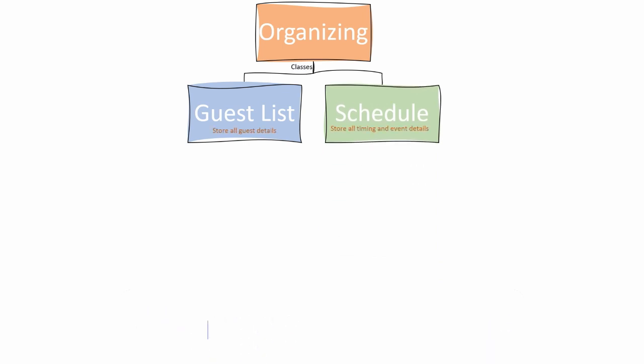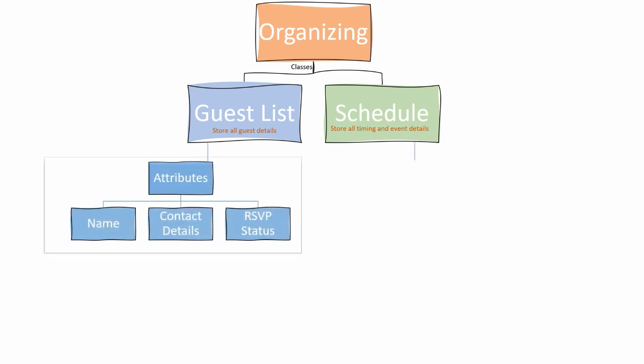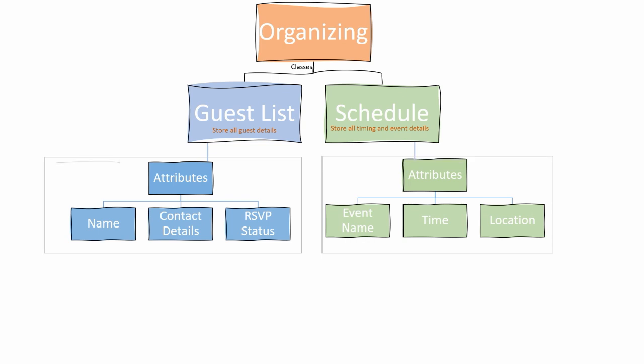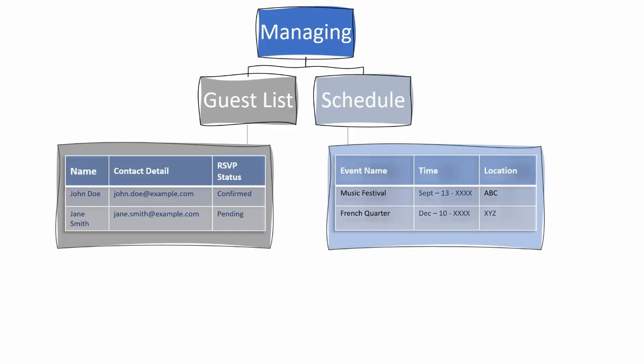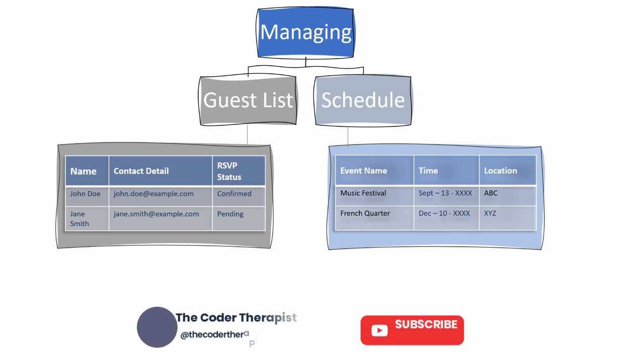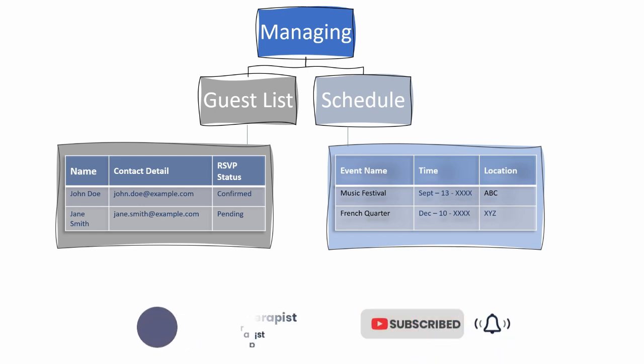Structure: each section follows a structure, like a guest list with name, contact details, and RSVP status. This consistency ensures that information is stored predictably, similar to creating a class in OOP to define data structure. Managing: with everything organized into well-defined sections, managing is easier. You can update guest details without affecting other areas. OOP simplifies updating, maintaining, and expanding code without disrupting the rest of your project.